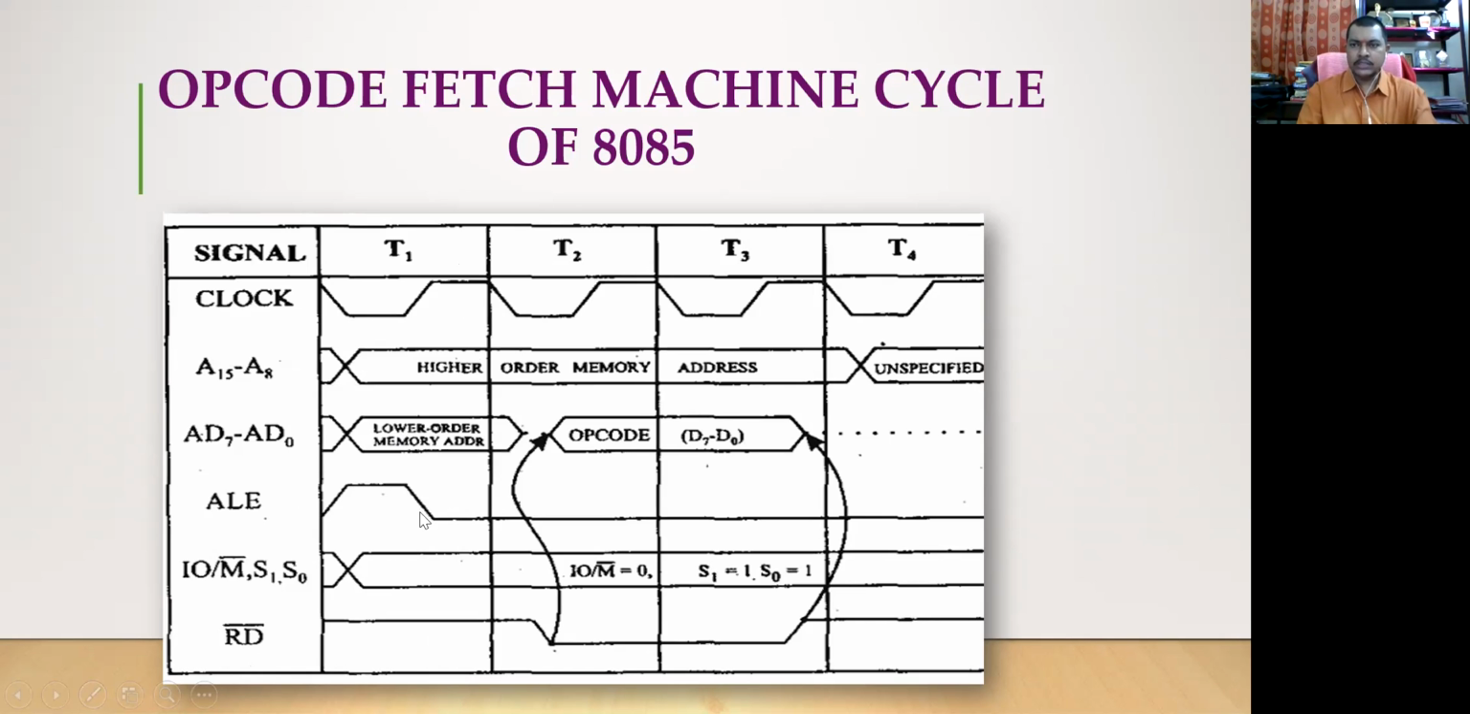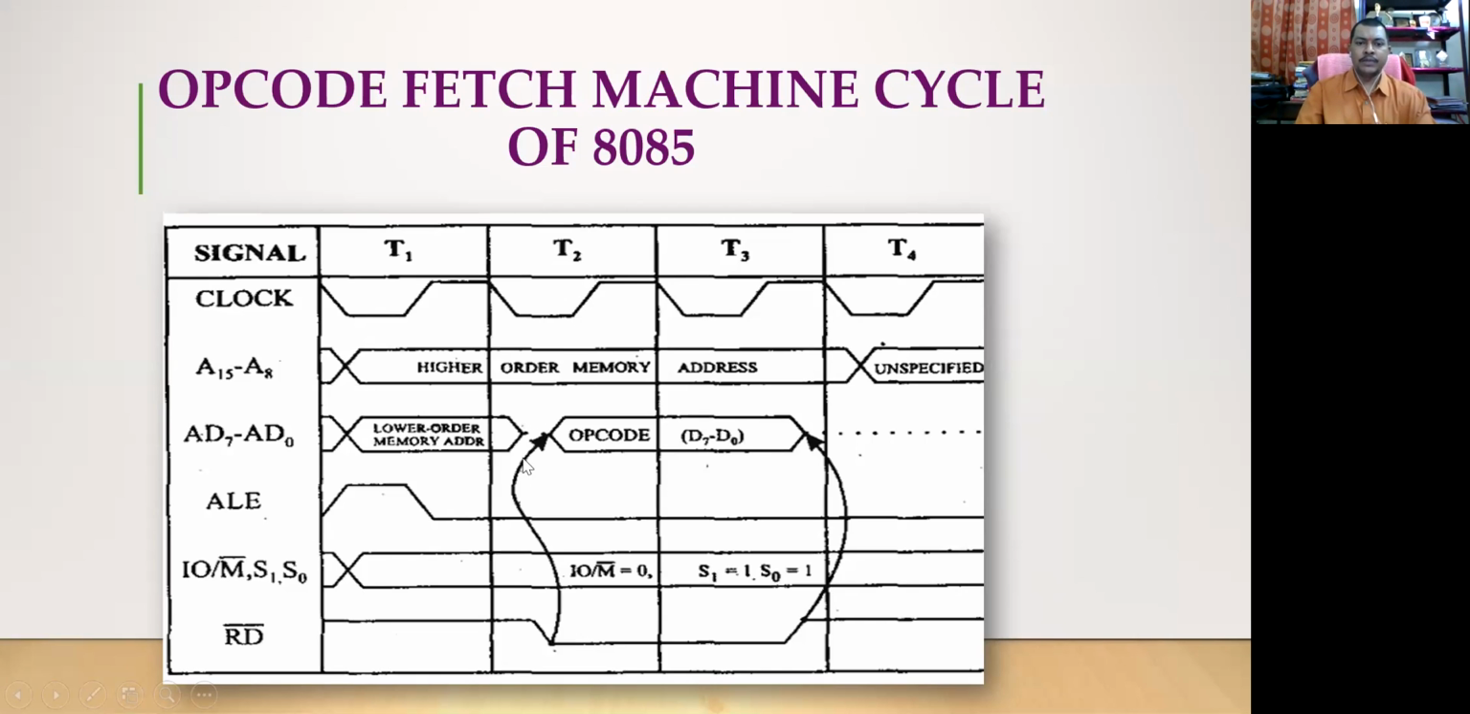During the first clock pulse, as you are able to see, the higher order address bus is active and the lower order address bus is also active. That is, the address of the memory location is being transferred in the first clock pulse. Address latch enable is high. Input output memory and S1 S0 are shown over here like this. And the read signal, that is read bar, is high now, so we are not going to read in the first clock pulse. We are going to read it in the second clock pulse, that is T2.